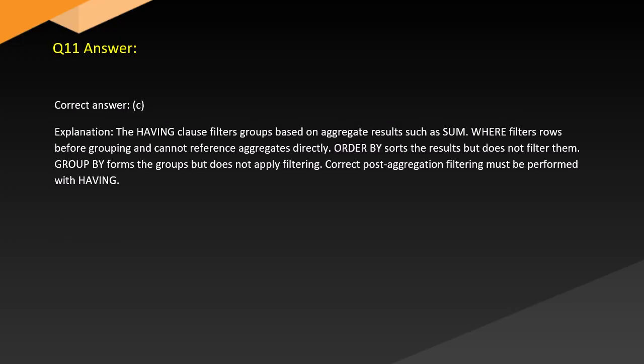Answer. Correct answer, C. Explanation. The having clause filters groups based on aggregate results, such as sum, whereas where filters rows before grouping and cannot reference aggregates directly. Order by sorts the results but does not filter them. Group by forms the groups but does not apply filtering. Correct post-aggregation filtering must be performed with having.